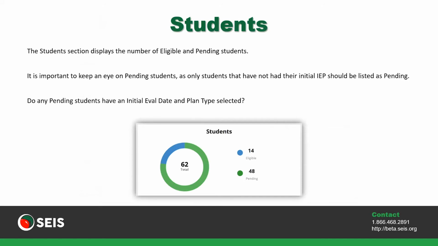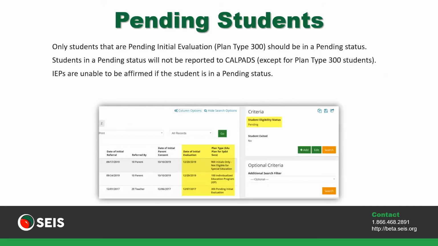Now, this one is really important. Students in this section will display the number of eligible and pending students. It's super important to keep your eye on the pending students, because the only students that should be in this pending status are students that have not yet had an initial IEP. So they should always be in pending status. And we're going to look at an example of what I mean.